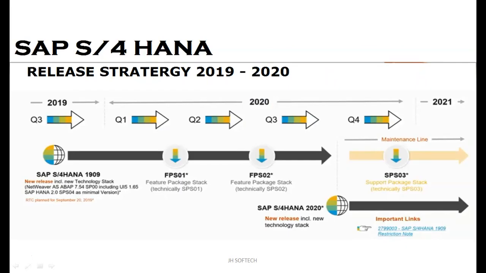Now, if you see the release strategy of 2019-2020, in the third quarter of 2019, SAP S/4HANA 1909 has been released. In 2020, in the first and second quarter, feature pack stack 01 has been planned, and between quarter 2 and quarter 3, feature pack stack 02 has been planned, and SP 03 has been planned in Q4.